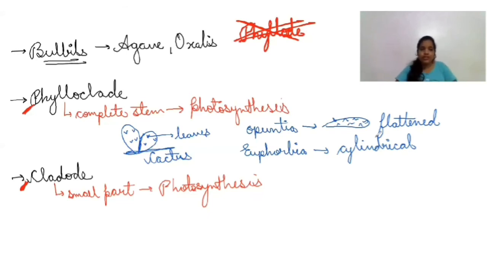Now coming to the cladoid, we have two examples which have similar rhymes, so it will be easy to learn both. One is asparagus and another one is ruscus. Clear? So these are the two examples for the cladoid modification. And guys, here we are done with the stem modifications also. That's all you need to learn for your exams. Simple examples are there. If you relate them with your regular lives, you can easily learn them.